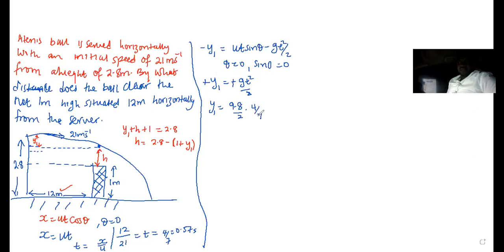Now, having realized that time can help us find y1, remember, the particle is going below the point of projection. It's given by ut sine of theta minus g t squared over 2. But because theta is 0, sine of 0 is equal to 0. So we remain with negative y1 is equal to negative g t squared over 2. Then this becomes positive. So y1 can be got from 9.8 divided by 2 times 4 over 7, the whole of it squared. Press your calculator and get y1.